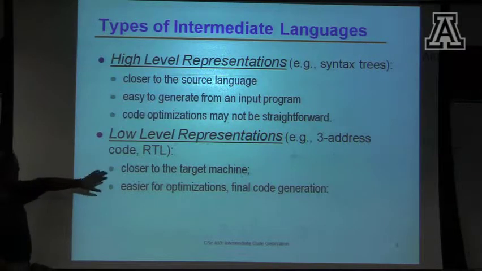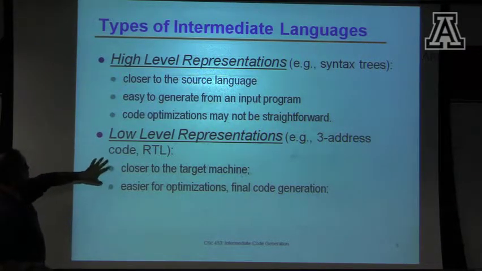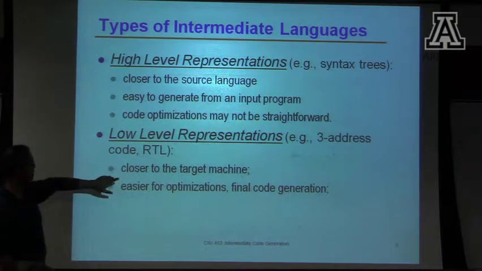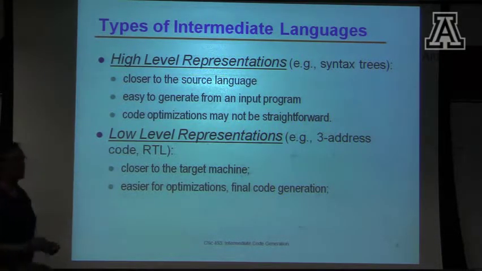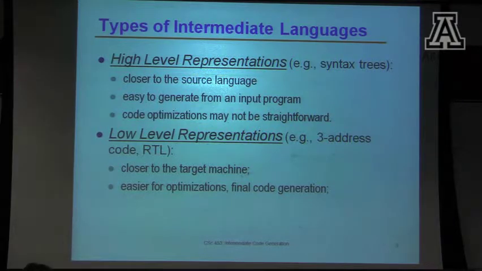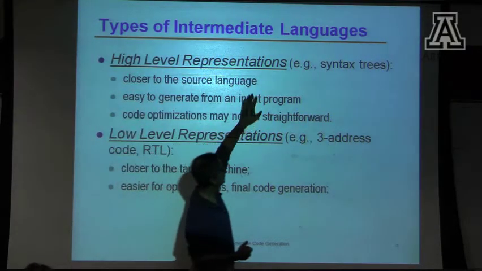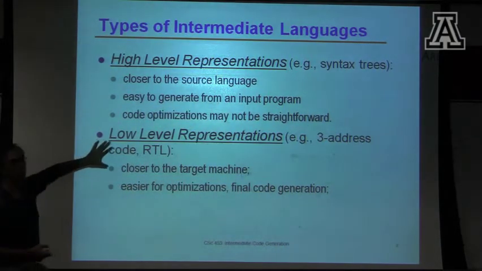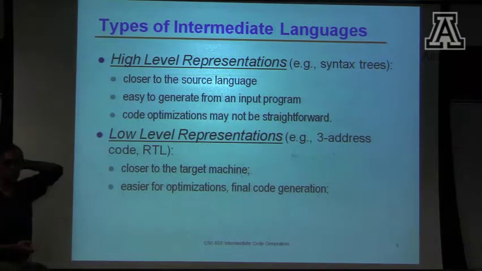But because this is lower level, going directly from a source language or token sequence, which is about the same, to a low-level representation is not always straightforward. So the way I'll present the code generation process to you is to go from source representation, token sequence, to high-level representation, syntax tree, and then syntax tree to low-level representation.